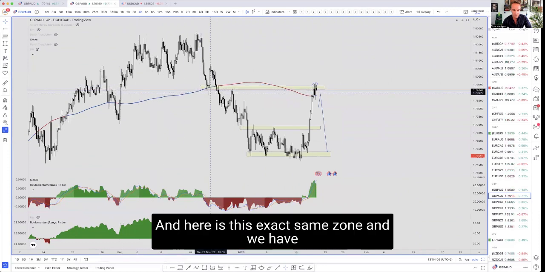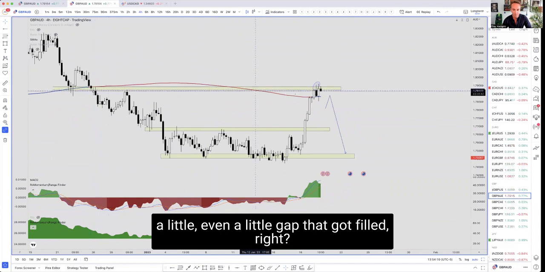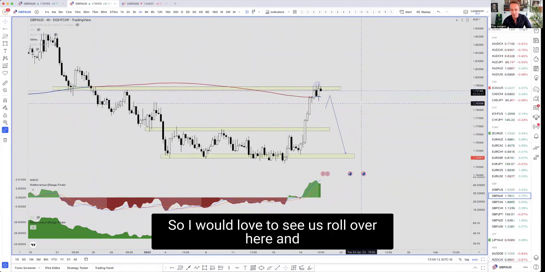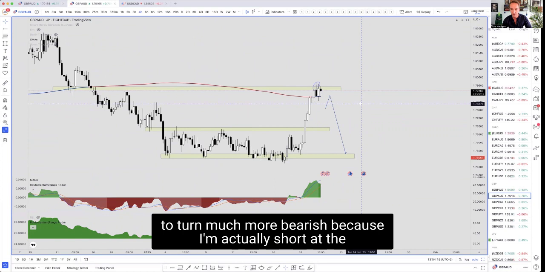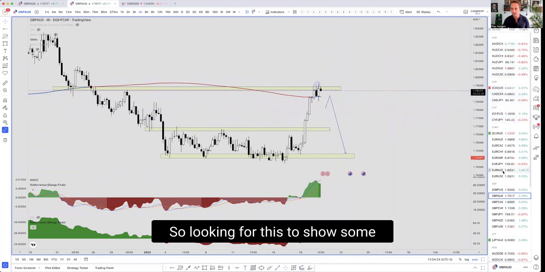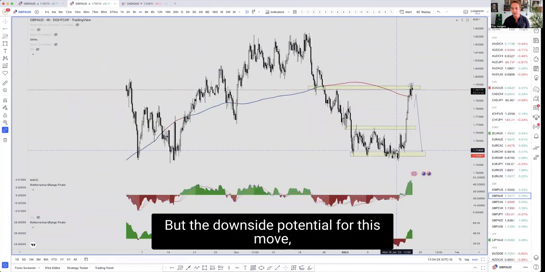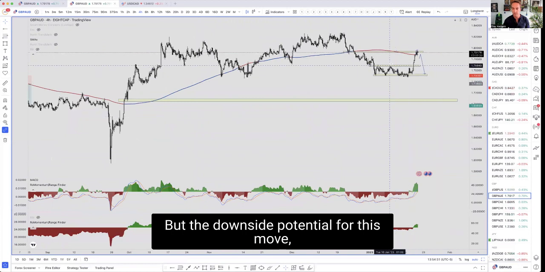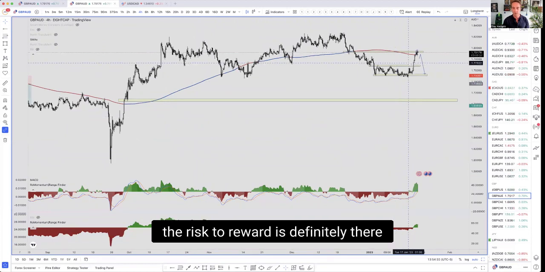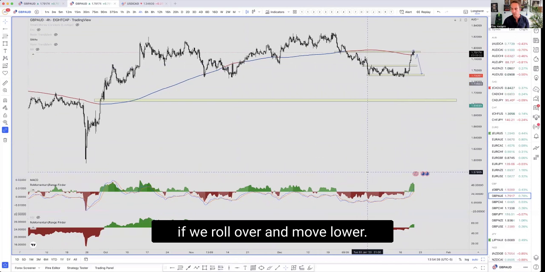And here is this exact same zone. We have even a little gap that got filled, right? So, I would love to see us roll over here and turn much more bearish because I'm actually short at the moment and took an entry, got out of entry. So looking for this to show some strength, although I'm not fully convinced, but the downside potential for this move, the risk to reward is definitely there if we roll over and move lower.